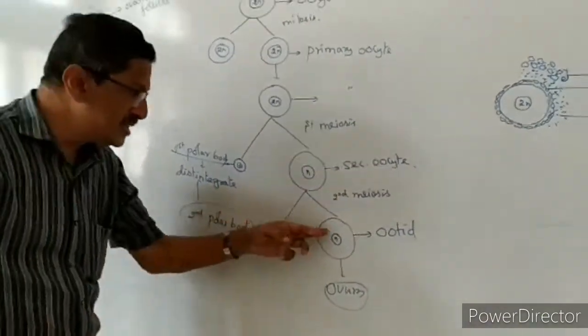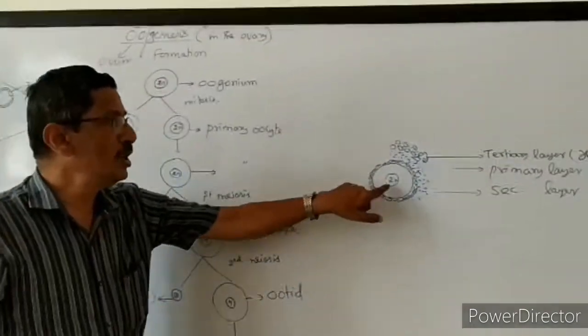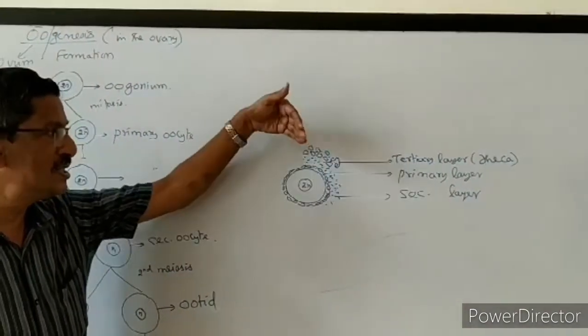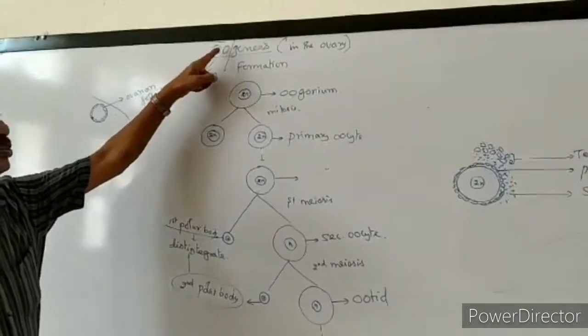Sometimes we call this ootid itself the ovum, but the ovum or ootid is surrounded by three different types of layers: primary, secondary, and tertiary. Thus we have completed oogenesis.